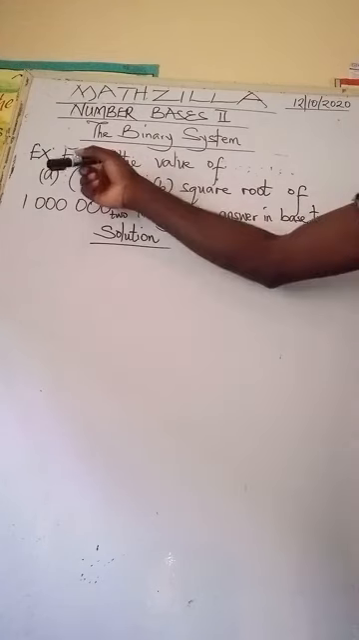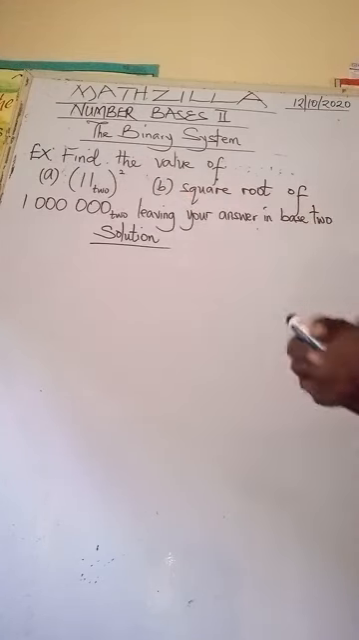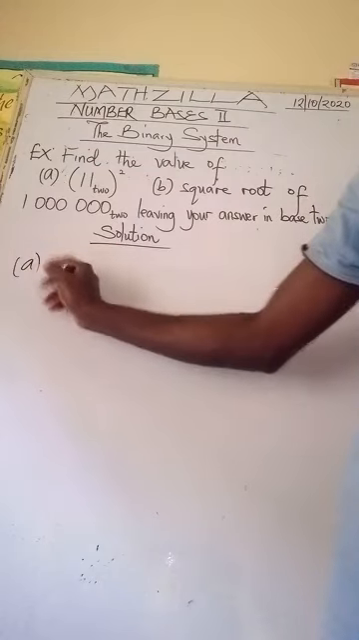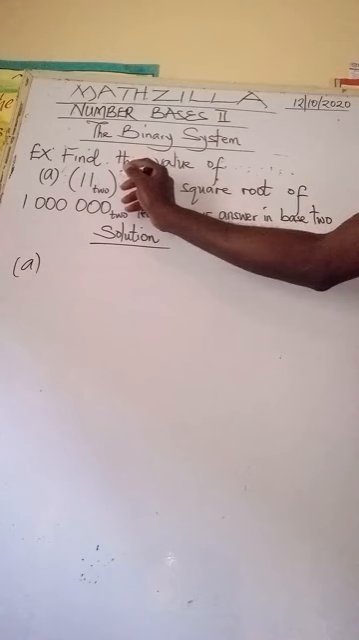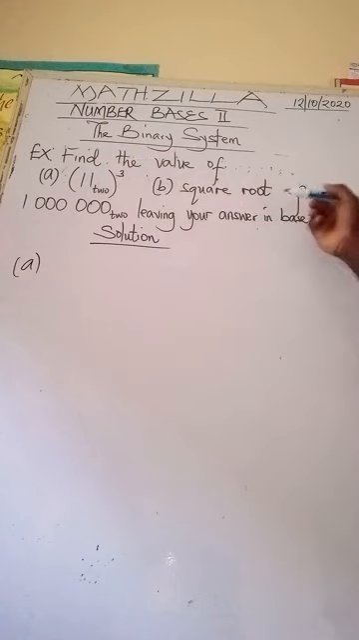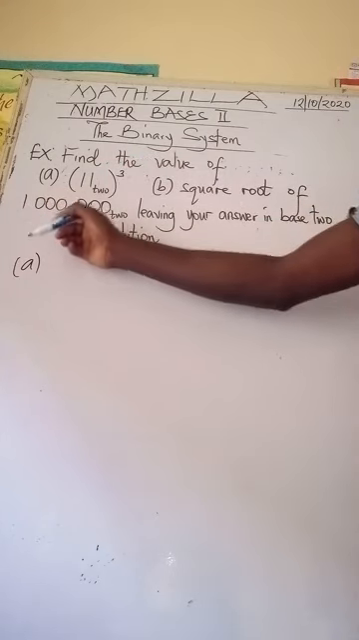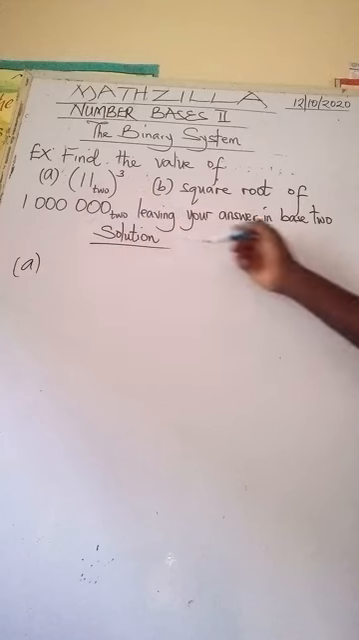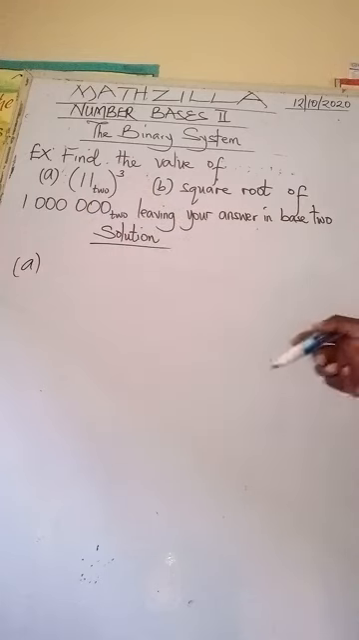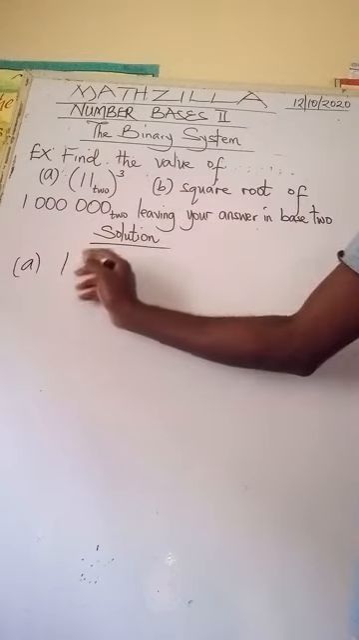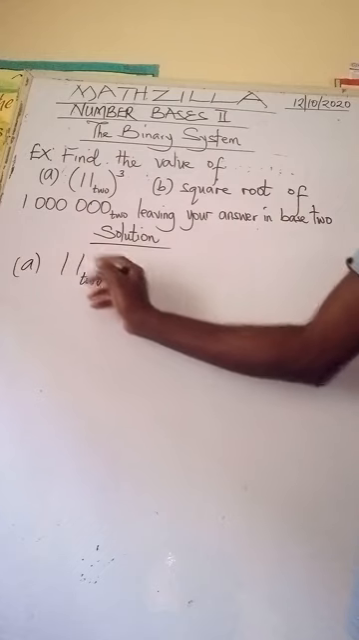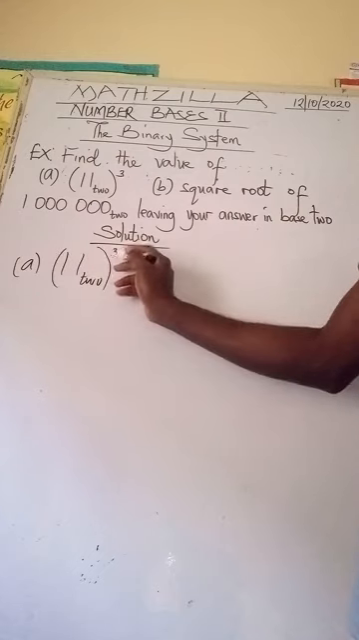The first example here is: find the value of a, 1 base 2 raised to the power of 3, I beg your pardon, 11 base 2 raised to the power of 3. Then b, the square root of 1000000 base 2, leaving your answer in base 2. So we'll take the first one, 11 base 2 raised to the power of 3.